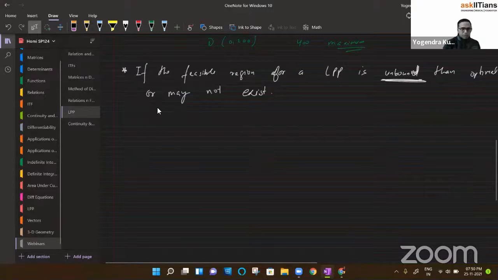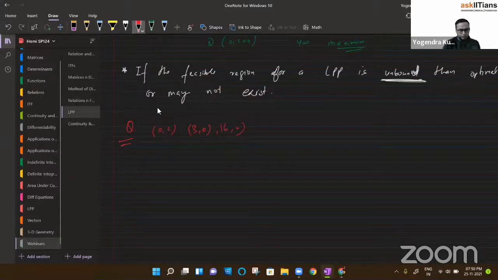Yes. Okay, question is: the corner points of the feasible region for the LPP are (0, 2), (3, 0), (6, 0), (6, 8), and (0, 5). These are the corner points of the feasible region, right?